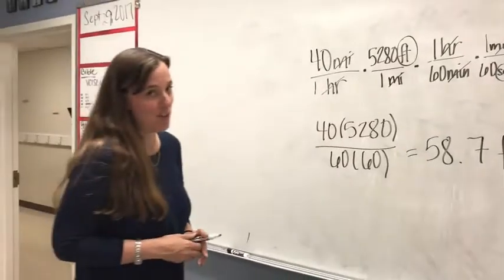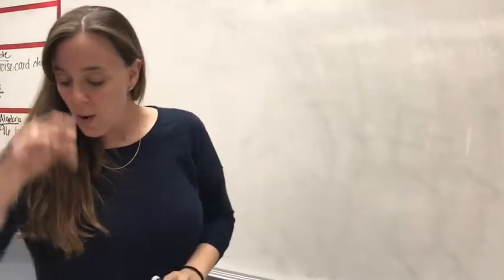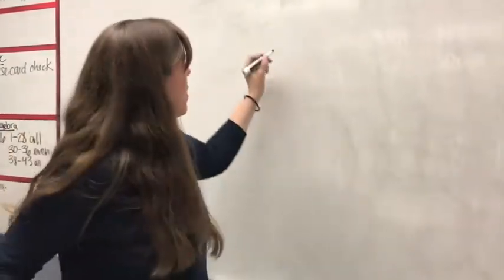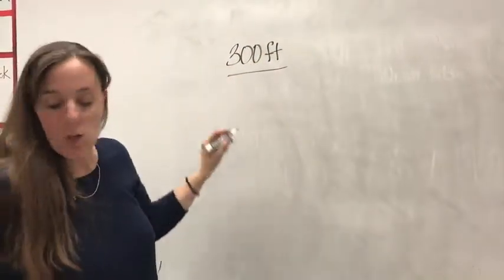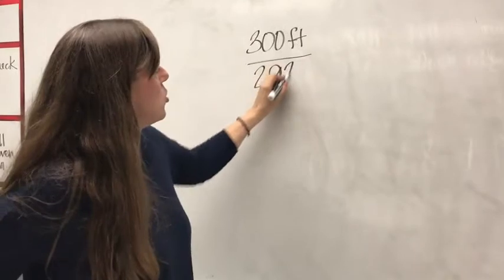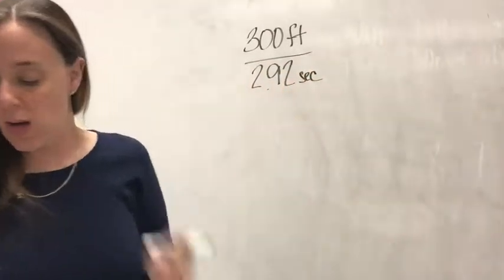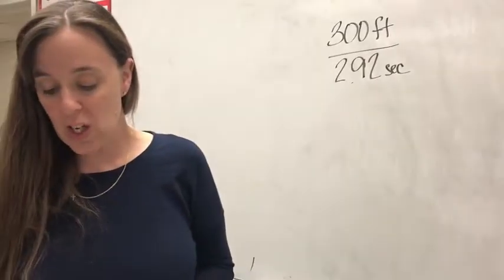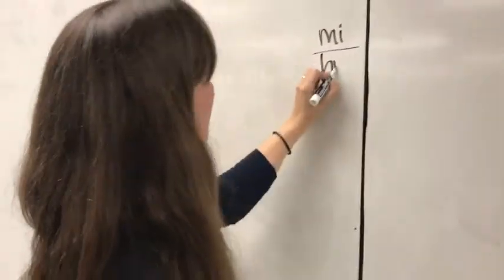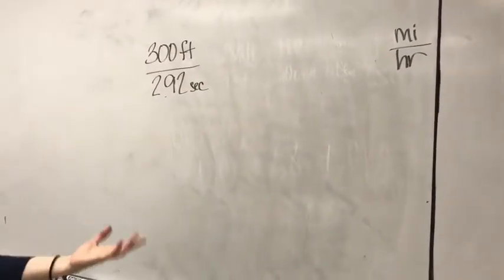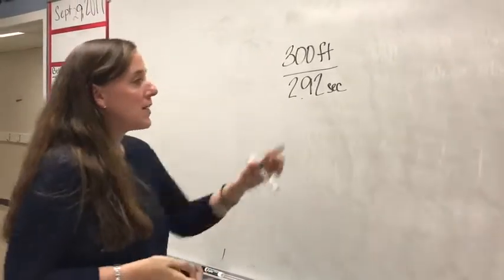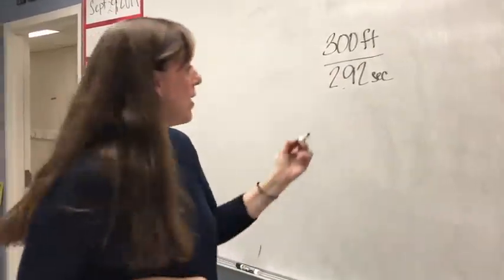And we're gonna do another one just like it. So a cheetah ran 300 feet in 2.92 seconds, okay? And it says, what was the cheetah's average speed in miles per hour, okay? So we're gonna look for the conversion factors, do the unit analysis here to get to miles per hour, okay?